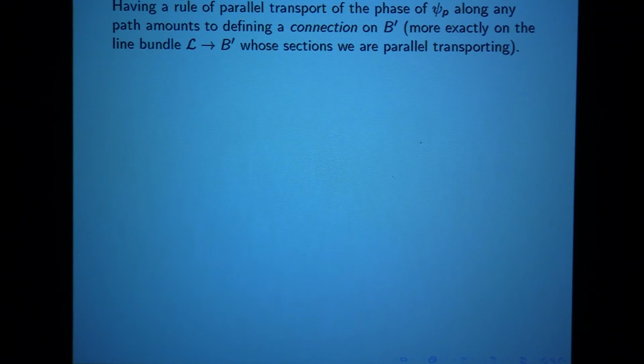Now, having a rule of parallel transport of the phase along any path amounts to defining a connection. People often abbreviate by saying it's a connection on B prime, where B prime is the Brillouin zone with bad points removed. But a better mathematical language is it's a connection on the line bundle over B prime, whose sections are the negative eigenstates of H, the sections that are being parallel transported. But if you're confused about the phrase in parentheses, drop it and just call it a connection on B prime.